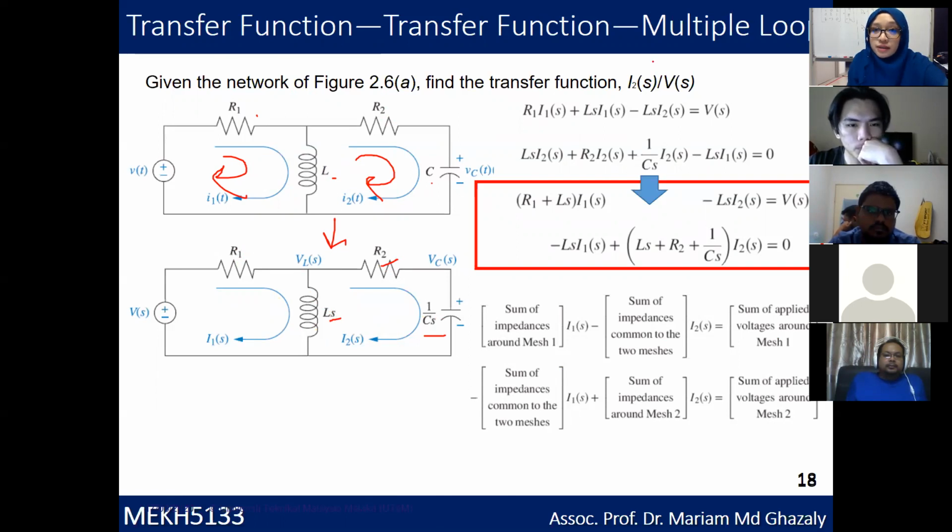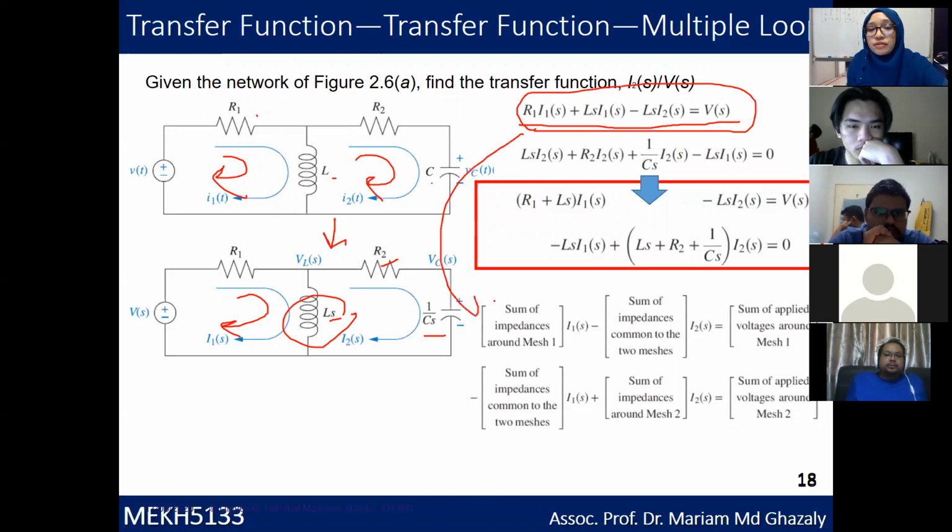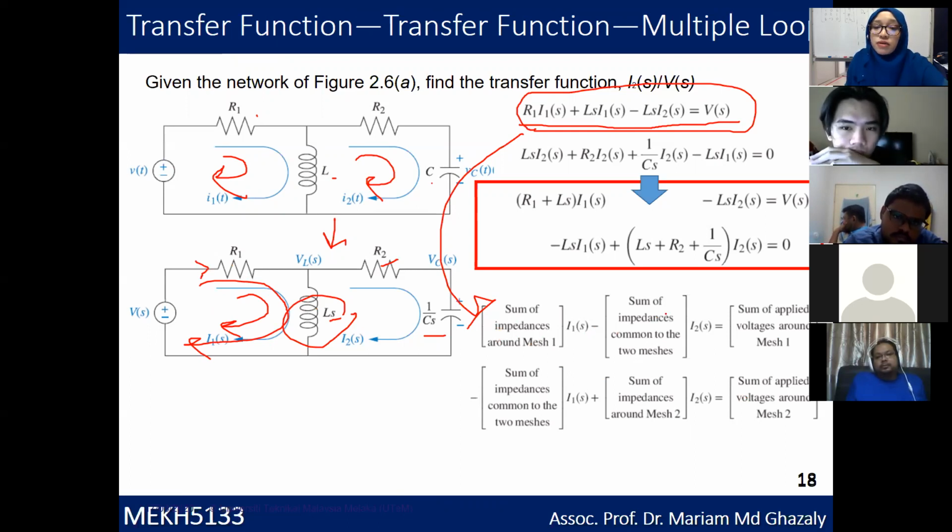Now you can start writing the equation. Look at here. First loop: R1 I1 plus LS I1 minus LS I2 equal to V1. This equation refers to the general equation: to get the first equation, I1 is the sum of impedance around mesh 1, so the sum of impedance around mesh 1 times I1, as I1 goes through this circuit, minus the sum of impedance common to the two meshes.